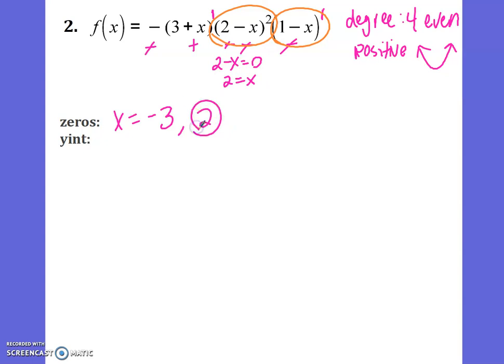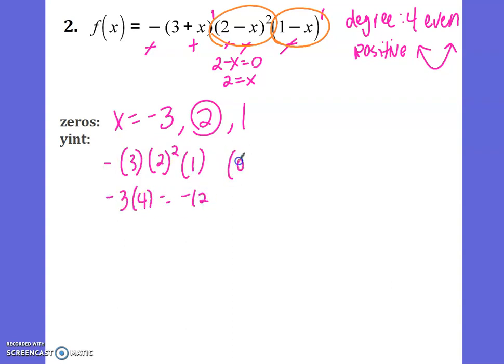I'm going to circle it. Why am I circling it? Because it's supposed to bounce there. If I do not circle it right now, I'm probably not going to have it bounce. Then my last one's at 1. 1 minus x is equal to 0. Move the x over and leave it at that. Now let's find my y-intercept. So I have a negative 3, 2 squared, and then 1. Negative 12. My y-intercept is down there at negative 12.